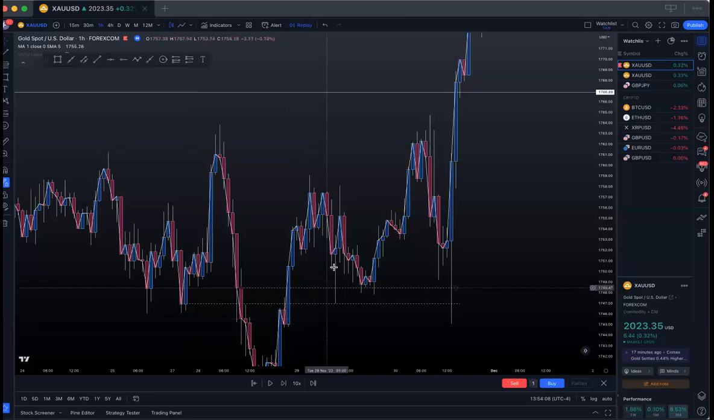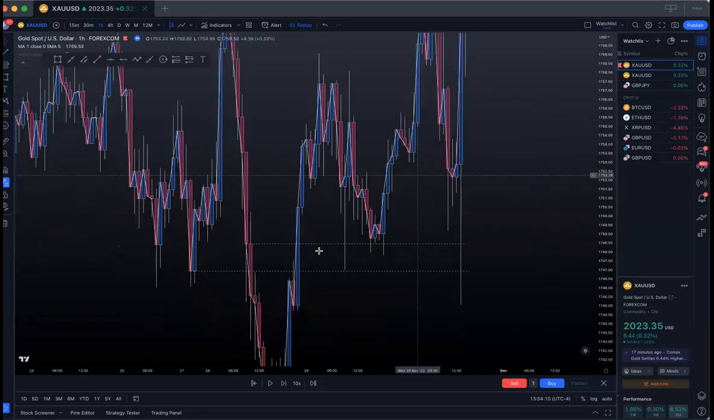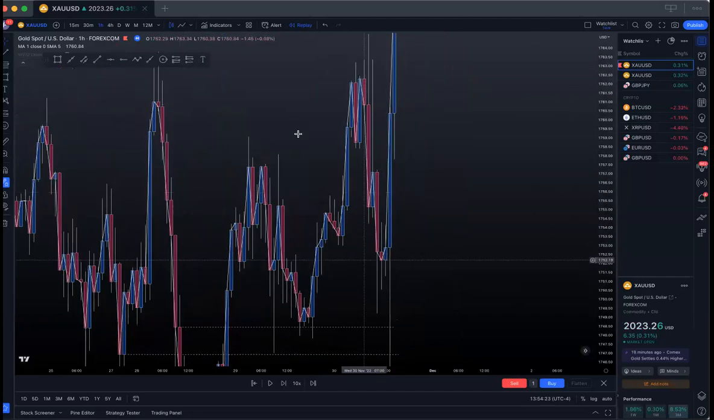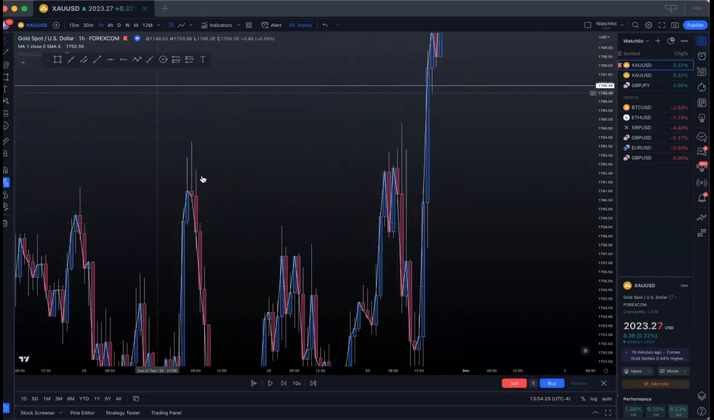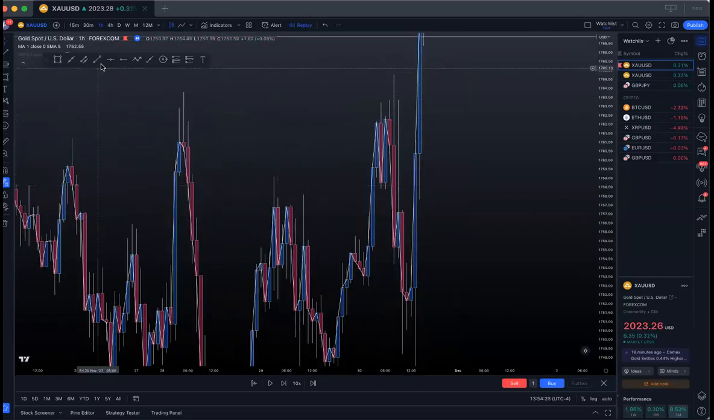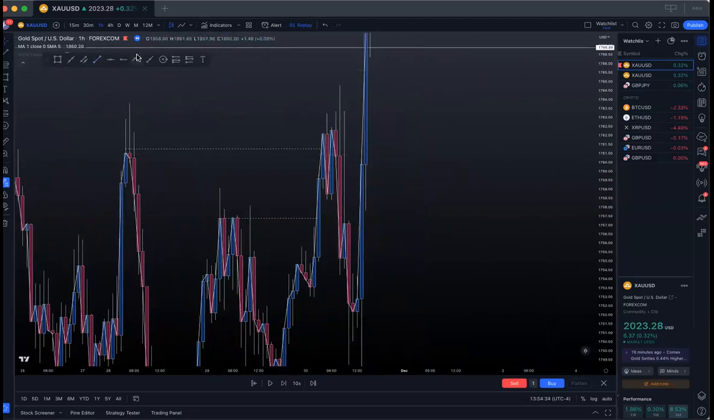okay, we have this gap here. It's been tested multiple times. You know how I said the first tap is your confirmation, second, third. The next time you really wouldn't want to take it. But what happened was price broke out again multiple times. So you have this breakout here, this breakout here. What happens when there's a breakout? Anytime there's a breakout, there's always a pullback, right?